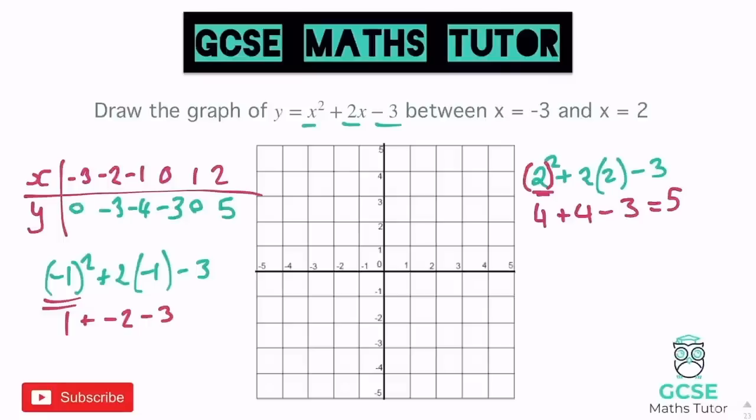So you can probably see a little bit of a pattern here. Look, if you look at that negative 4 in the middle, either side of that we've got negative 3, either side of that we have 0, and then we have the additional 5 there. But let's just plot these and see what it looks like.